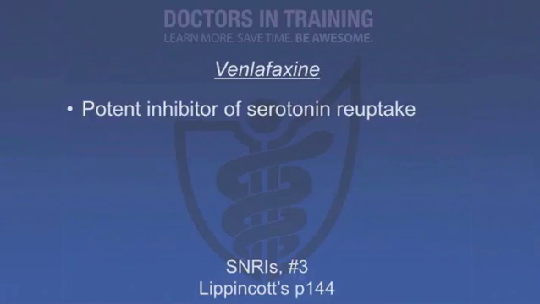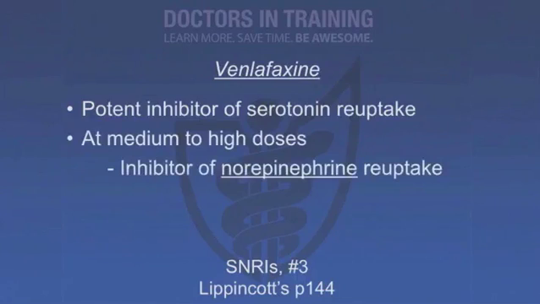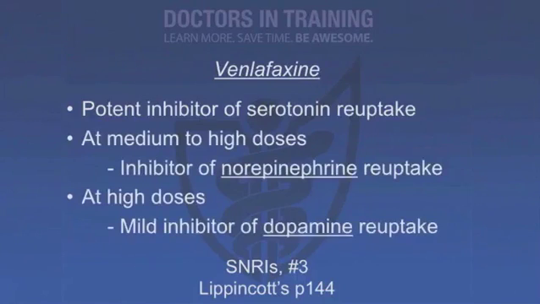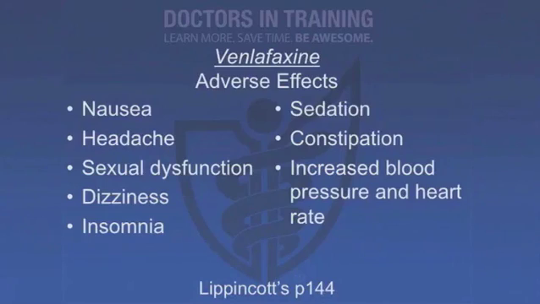Venlafaxine is one example of an SNRI. It's a potent inhibitor of serotonin reuptake and at medium to higher doses an inhibitor of norepinephrine reuptake. It's a mild inhibitor of dopamine reuptake at higher doses. It has minimal inhibition of cytochrome P450 isoenzymes, but it is a substrate at 2D6. The half-life of the parent compound plus its active metabolite is around 11 hours. Only 27% of the compound is bound to plasma proteins, so it's not expected to be involved in protein displacement interactions. Common side effects of venlafaxine include nausea, headache, sexual dysfunction, dizziness, insomnia, sedation, and constipation. At high doses, there may be an increase in blood pressure, especially the diastolic blood pressure and heart rate.